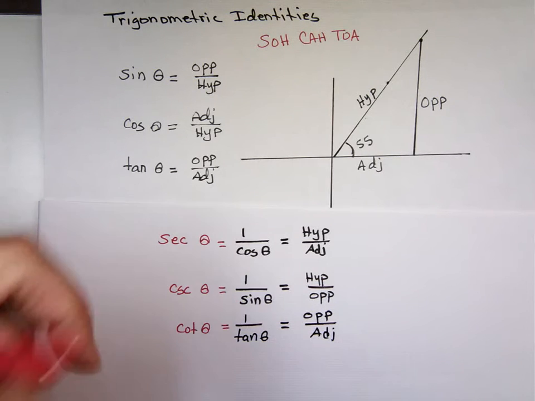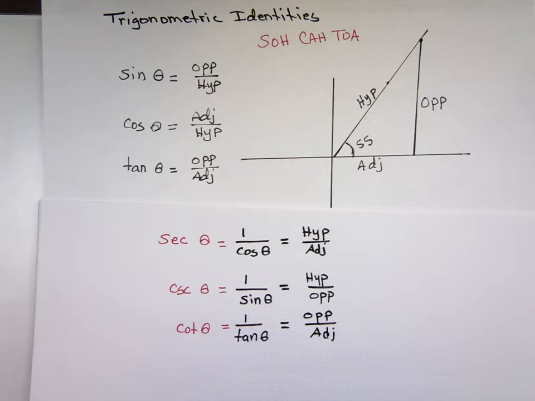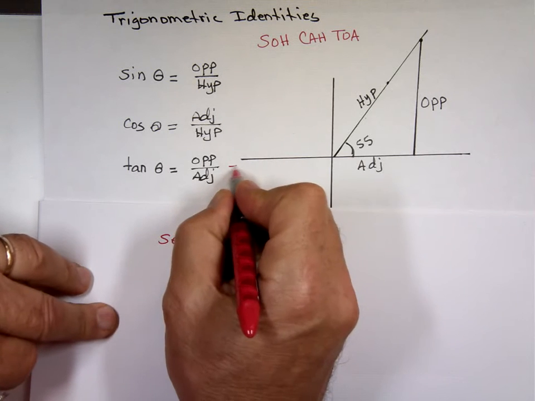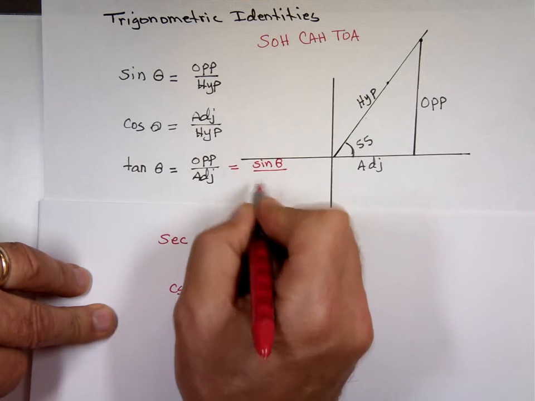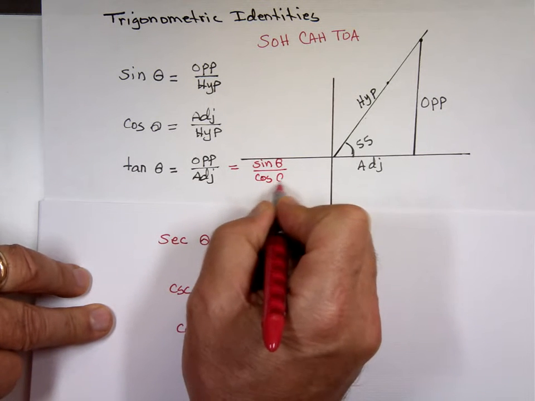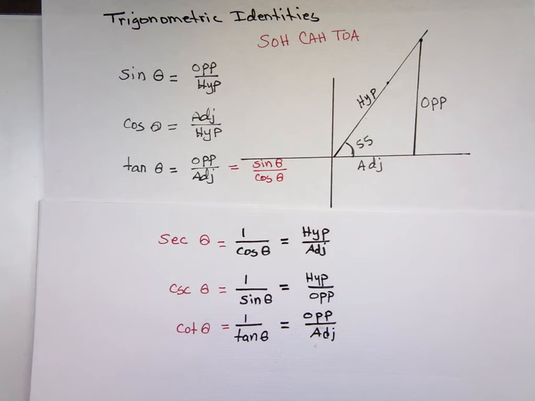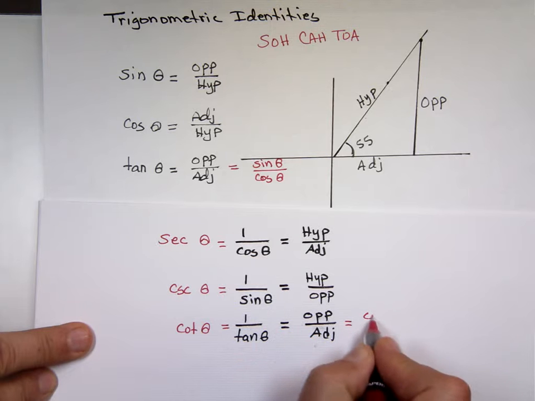I also did not mention that the tangent, you can take by finding the sine and dividing it by the cosine. That comes in handy a lot today. So the cotangent is going to be what? The cosine over the sine.